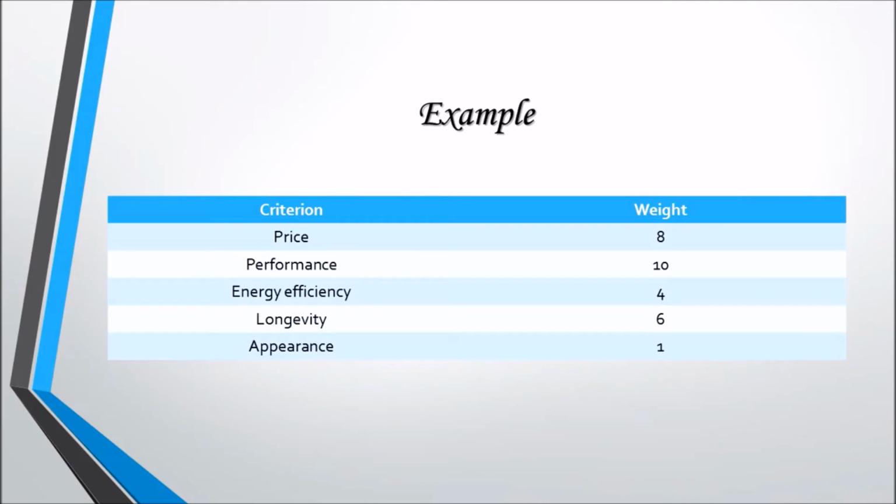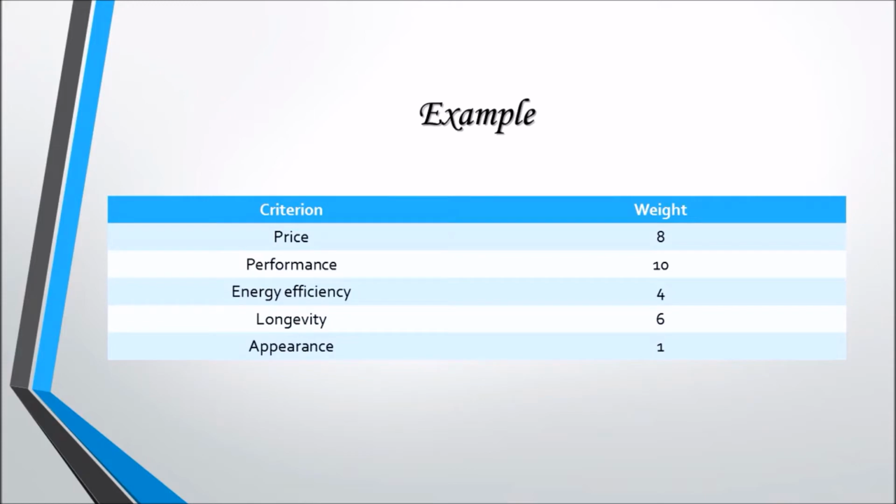Here's an example of buying a computer. Here are the criteria: the price, performance, energy efficiency, longevity, and appearance. Then we put the weight of these criteria. The weight means how much we value these criteria. For example, we prefer a lower priced machine over a higher priced machine. That's why we weight it at 8. But we value performance more than price, so we're willing to pay more for higher performance machines.